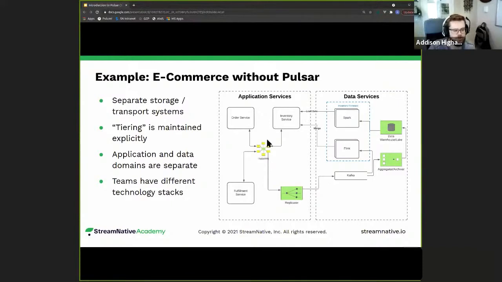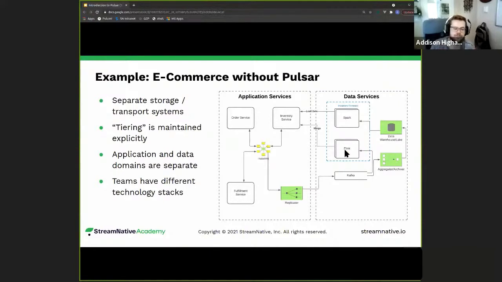But one thing to note about this, right, is we have separate systems for both of these domains. We're using RabbitMQ here, and Kafka in the data services domain. So there has to be that manual interchange of data. Additionally, there's somewhat of a tiering of data, where we're moving data from our applications communicating into our streaming system, where it may be stored for weeks, and then finally into our data warehouse, where it's stored for long periods of time. But that tiering of data is maintained explicitly. It's something we have to do by cooking these different pieces together.